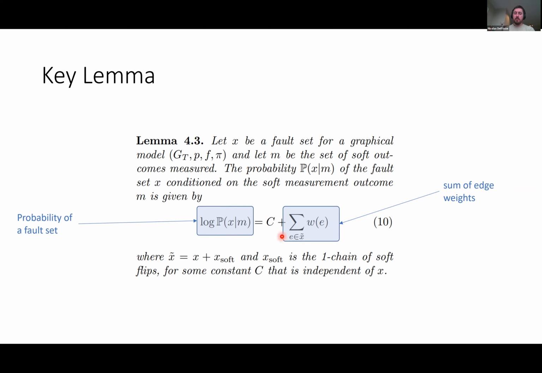To do that, we will express the conditional probability of a fault set as a function of edge weights. So we define the edge weight with this log likelihood ratio to make sure that by summing edge weights, we recover the log of this conditional probability. And once we have that, we can guarantee that the decoder works.